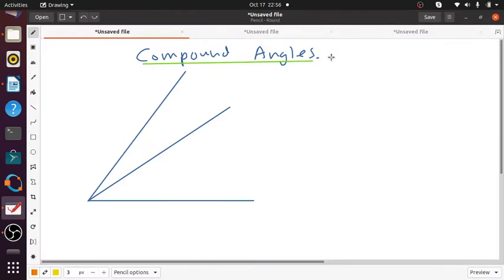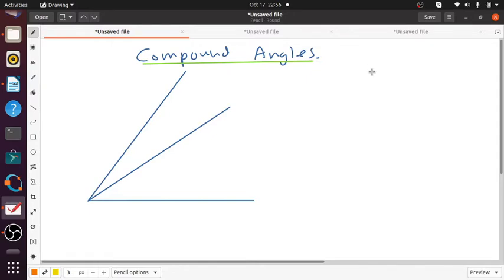In this video I'm going to talk about compound angles. Why do we need compound angles, how to define compound angles, and what are the formulas available to find compound angles. Okay, first I'll start with why do we need the compound angle.